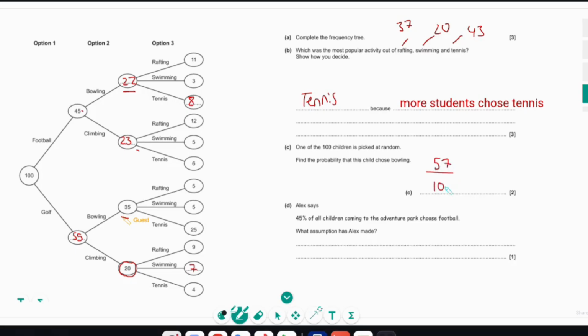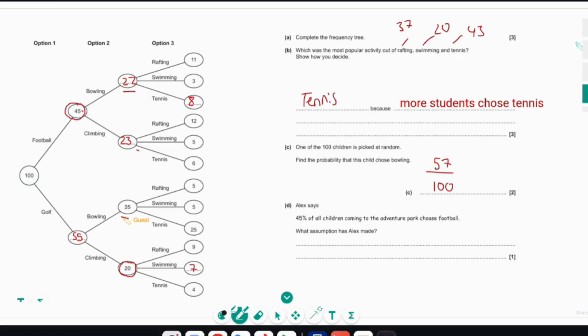out of 100. Alex says 45% of all children coming to the adventure park chose football. What assumption has Alex made? I'm just going to go back to this question. So 45 out of these 100 children.